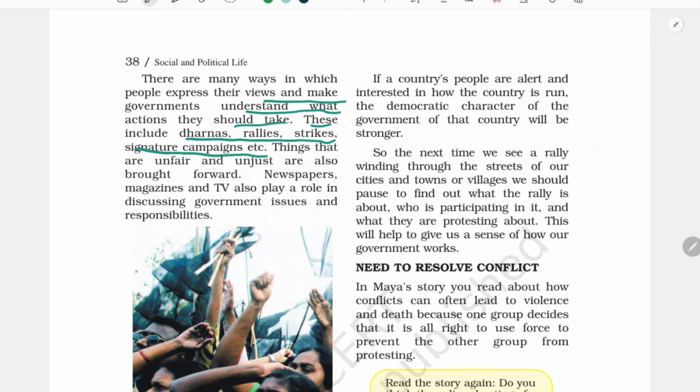So here, apart from voting, criticizing, taking out rallies or signature campaigns, there are mentioned dharnas, rallies, strikes. These are some of the ways in which people show their disapproval, and they are protesting. Things that are unfair and unjust are also brought forward, and newspapers, magazines and TV also play a role in discussing government issues and responsibilities. So here the media plays an important role in discussing government issues and responsibilities.